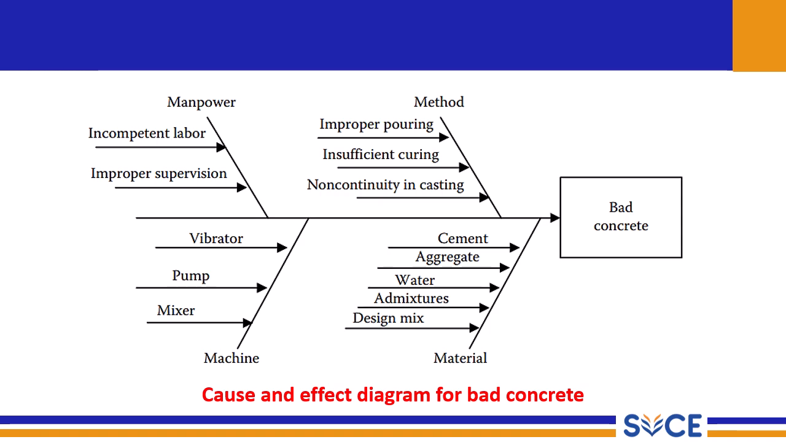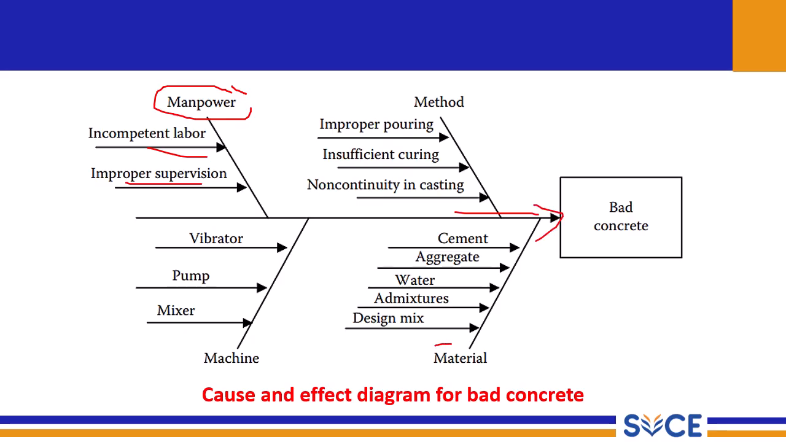This is the cause and effect diagram for bad concrete. From this diagram, you can see that these are different inputs. If they are not properly given, then bad concrete is produced. For example, take the parameter manpower. If there is incompetent labor or improper supervision, then it ultimately produces bad concrete.